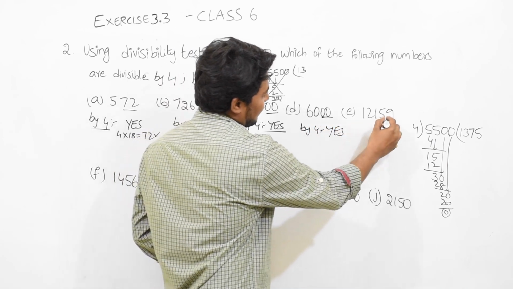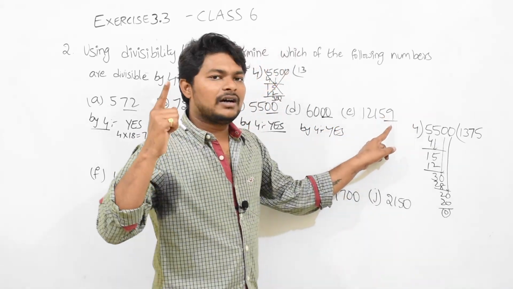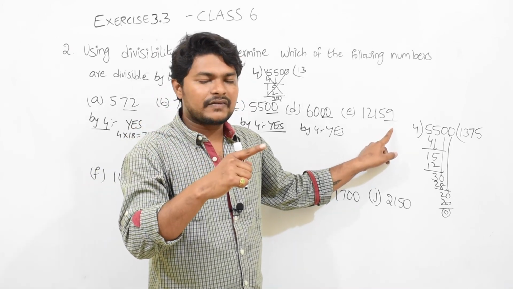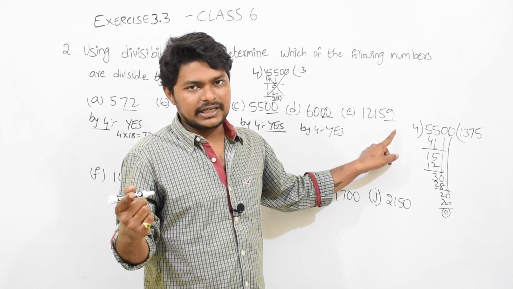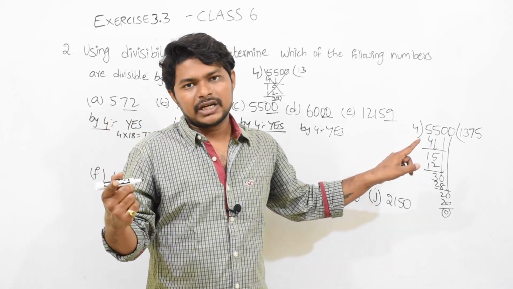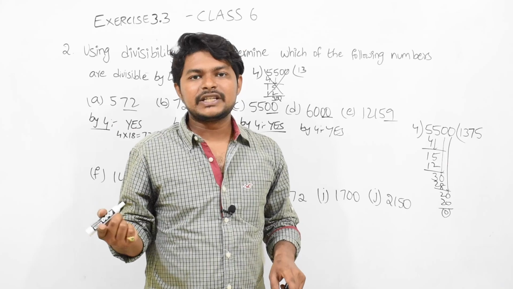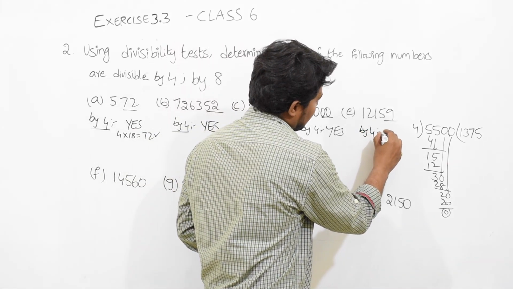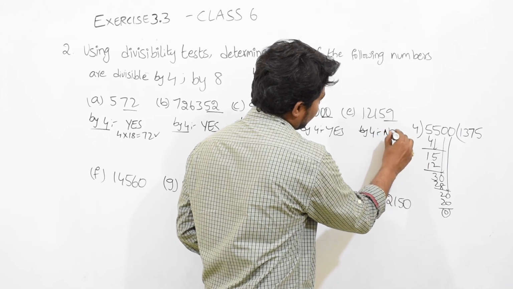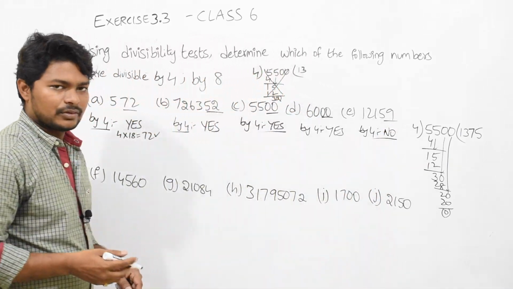Here, 59. 4 10s are 40, 4 11s are 44, 4 12s are 48, 4 into 13 is 52, 4 into 14 is 56, 4 into 15 is 60, but here it is 59, so by 4 it is no. By 4 it is no. Very easy, right?